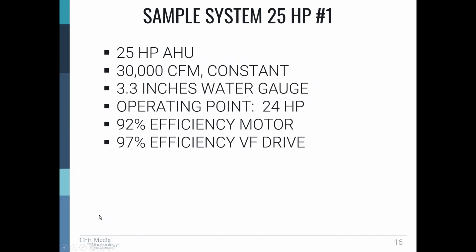Okay, we have a 25 horsepower air handling unit. We have 30,000 CFM constant. It operates at 3.3 inches water gauge. The operating point is 24 horsepower, if you will note from the fan curve. The motor efficiency is 92%. The VF drive efficiency is 97%.